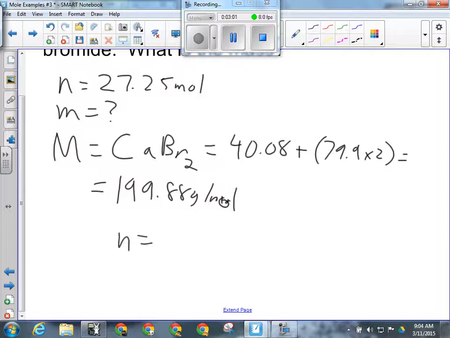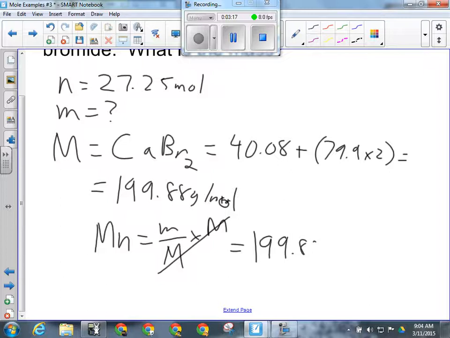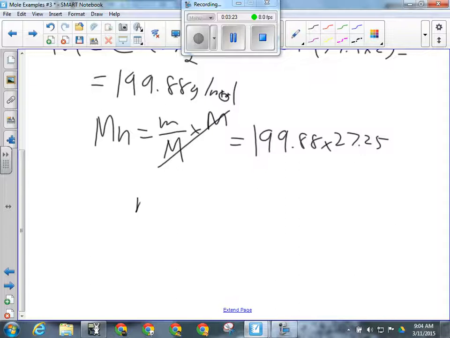So n equals little m over big M. How do I get little m by itself? Multiply both sides by big M. Okay, so now that's done. Now I can plug in my numbers. So I'll have my 199.88 multiplied by the number of moles, 27.25. Okay, and that'll give me my mass.